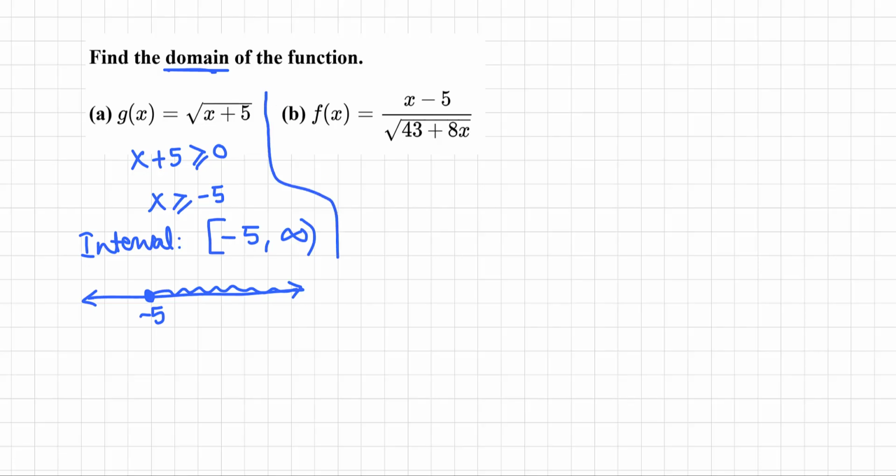So part B, it's the same idea. So we have a fraction, that means bottom should not be 0, and bottom has a square root, so this must be bigger than or equal to 0. It's like same thing here, and the top has no effect. So square root of something is defined when that thing is bigger than or equal to 0. Okay, it's exactly like this one.